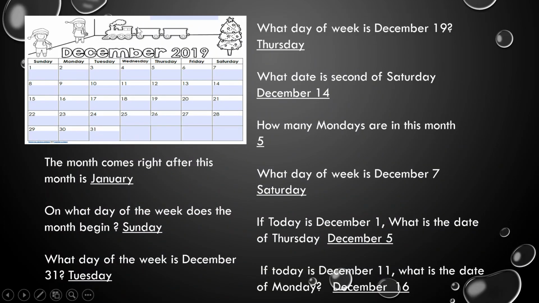So we're going to have a little workout with this, which is based on this calendar right here, December 2019. The month that comes right after this month is January. On what day of the week does the month begin? Sunday. What day of the week is December 3rd? Tuesday. What day of the week is December 19th? Thursday. What date is the second Saturday? December 14th. How many Mondays are in this month?